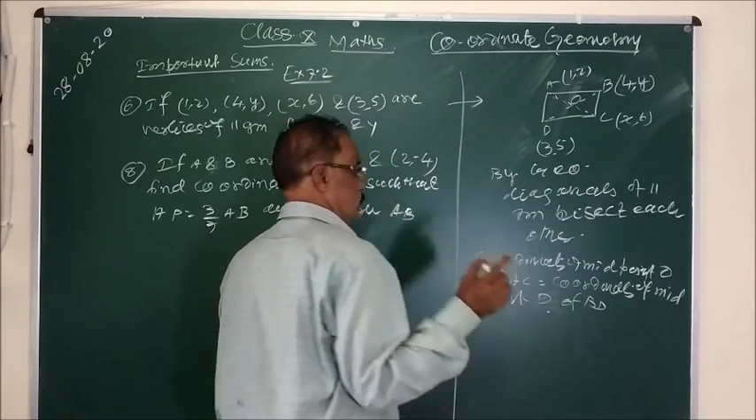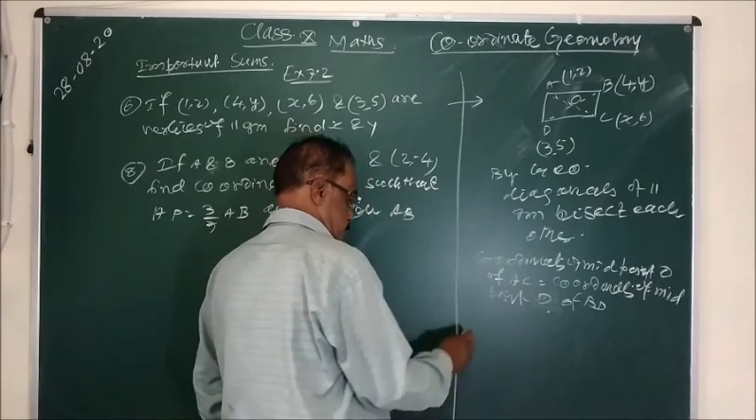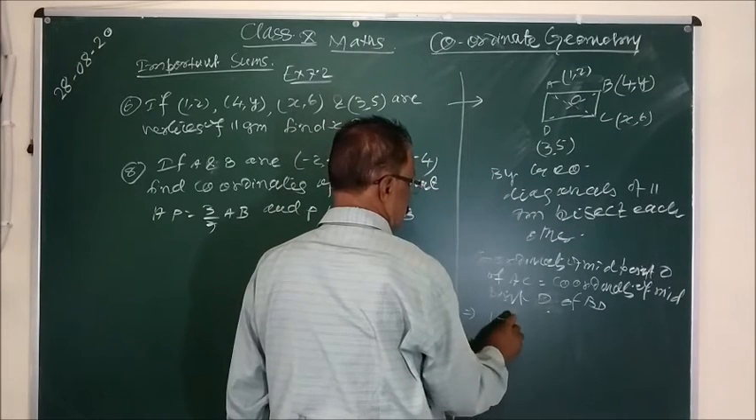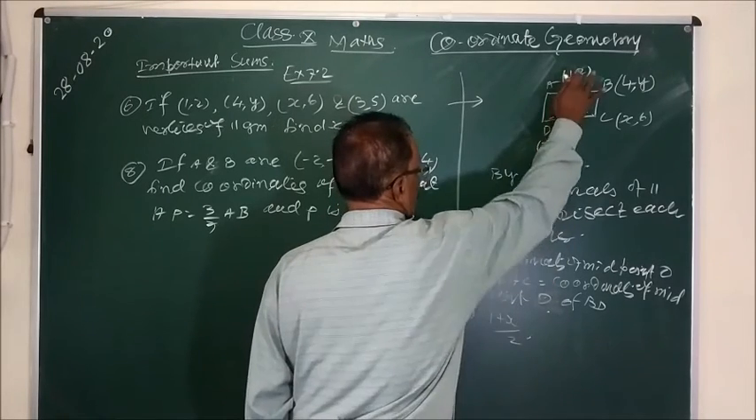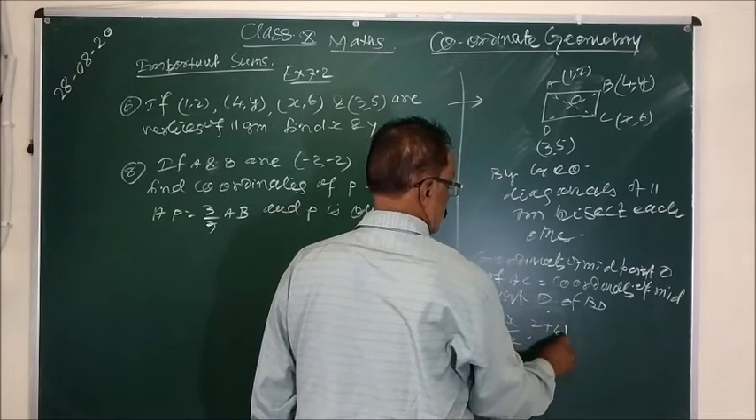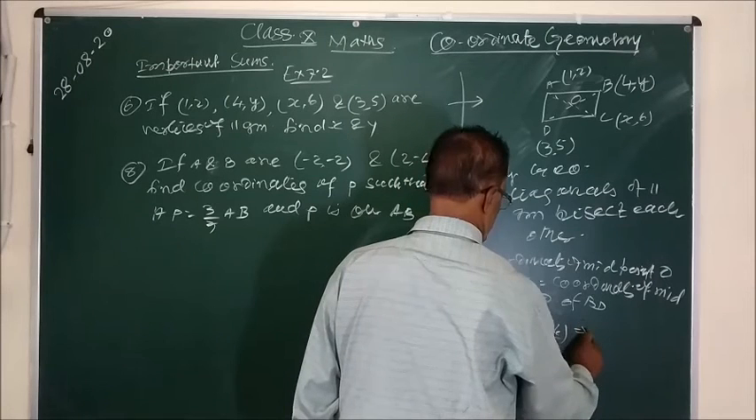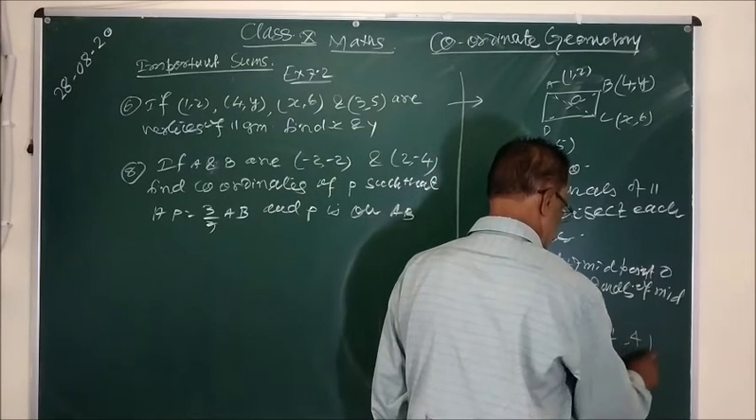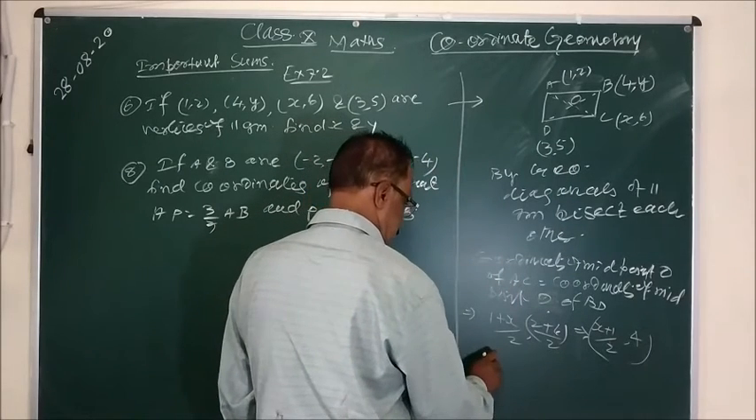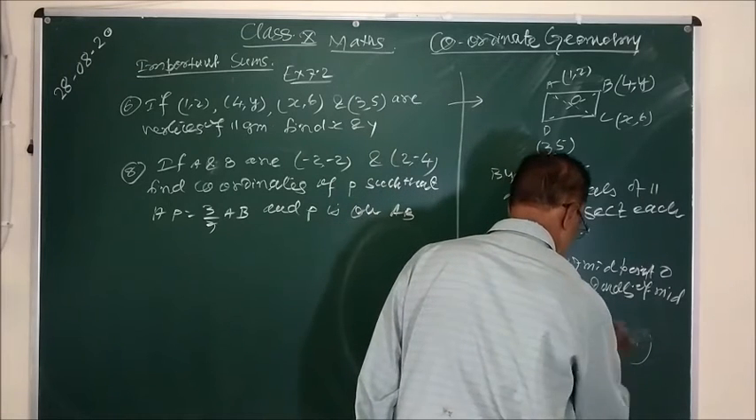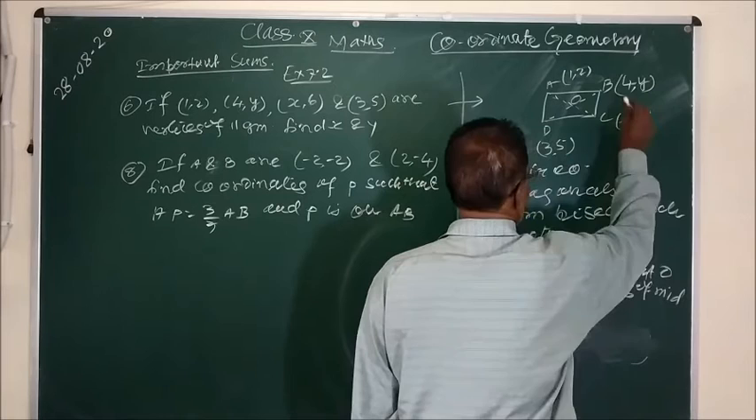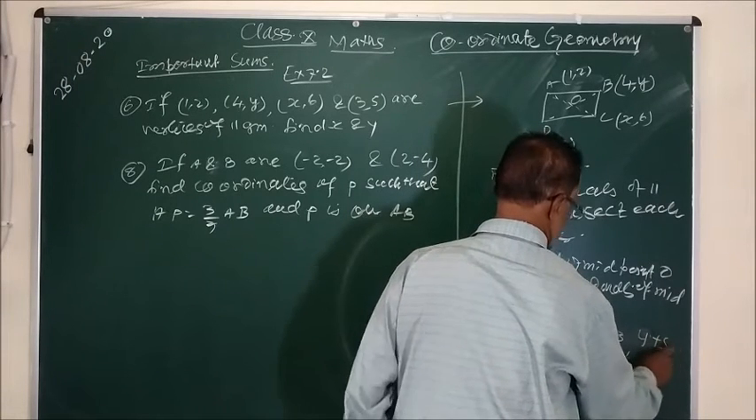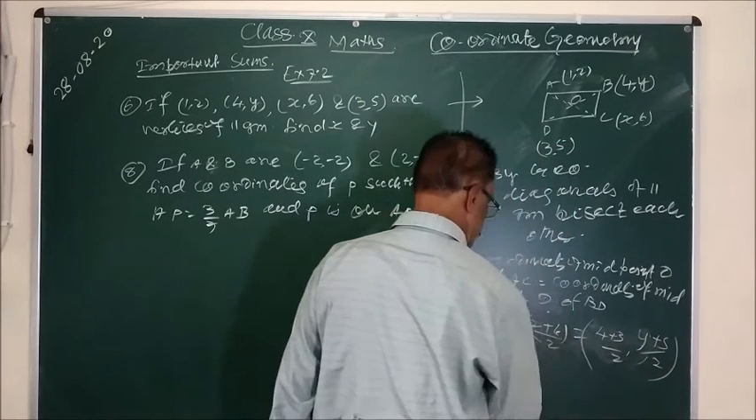Now remind yourself the midpoint coordinates: (x1 plus x2) by 2, (y1 plus y2) by 2. So this will be (1 plus x)/2, (2 plus 6)/2. 1 plus x, x plus 1, both are the same, and this will be 4. This is the coordinates of O. And similarly, the coordinates of the midpoint of BD, we also write: (4 plus 3)/2, (y plus 5)/2. So these two will be equal.